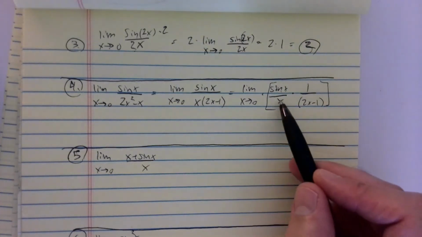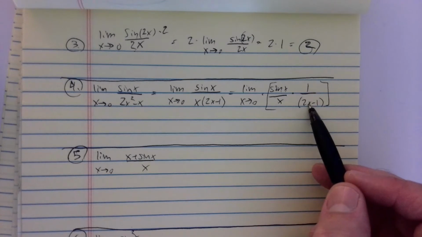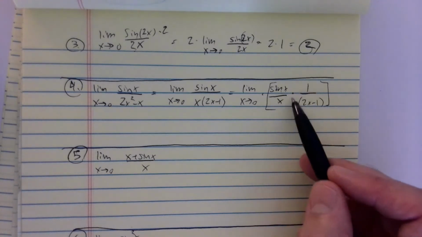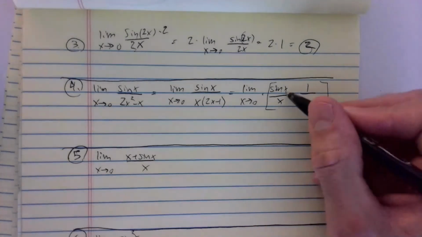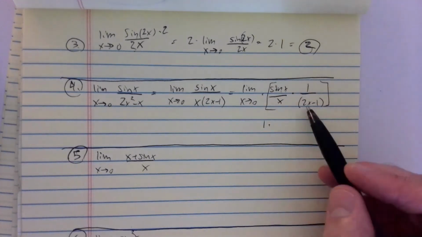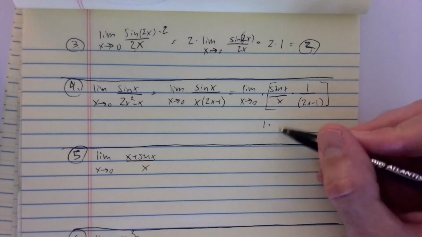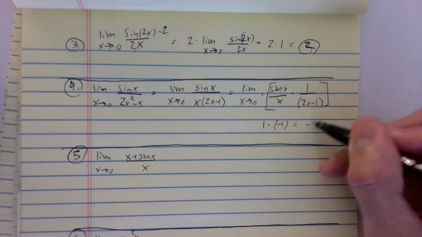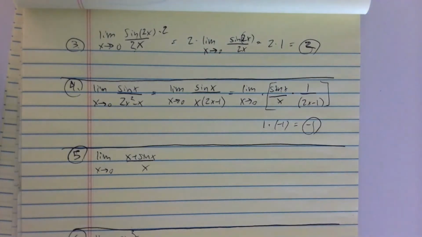Well, if the limit of each of them exists, one of those properties is we can do limit of first times limit of second. The limit of this one is a 1. The limit of this one, as x goes to 0, is a minus 1. So we should get negative 1 there.